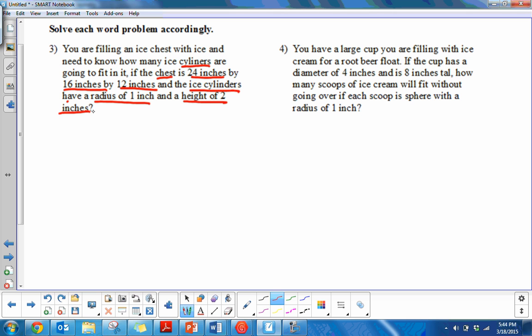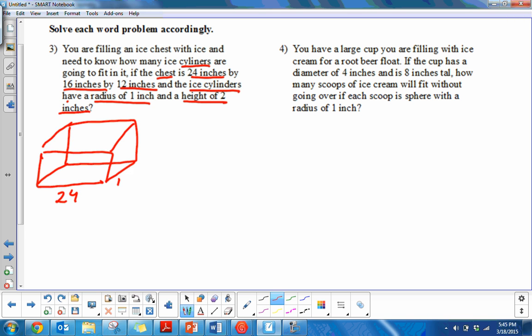Okay, so we know an ice chest is probably a rectangular prism. So we can draw our ice chest. I like to draw 2 rectangles kind of overlapping, and then you just connect all those corners. Now we can go ahead and draw in our numbers. They said it was 24 by 12 by 16.